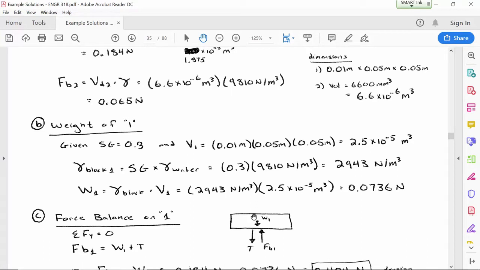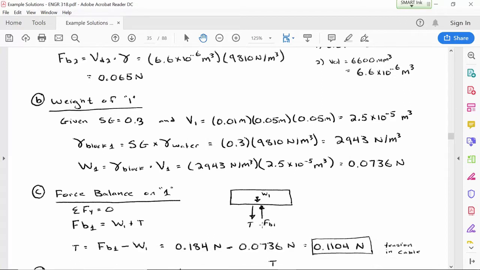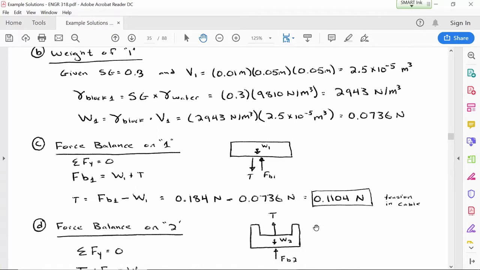So we have the weight that's acting down, the cable is pulling the block down into the water, so T represents the tension in the cable, and the buoyant force is the only thing pushing up. So we can use that to calculate the tension in the cable. It's the difference between the weight of the block and the buoyant force that it's experiencing. Usually they'd be the same if it was just floating without any interference, but there's this extra force pulling the block down.